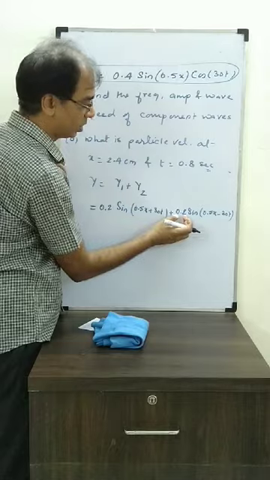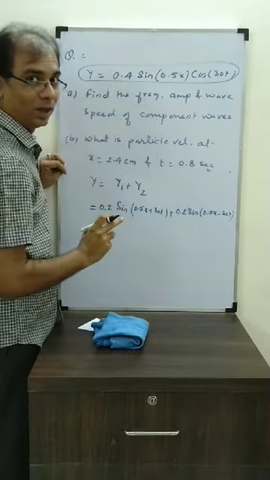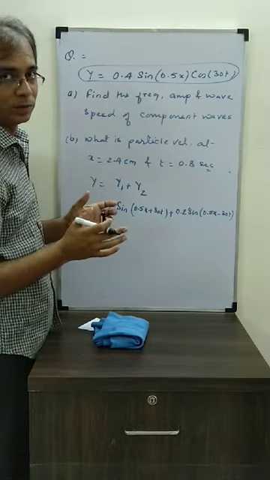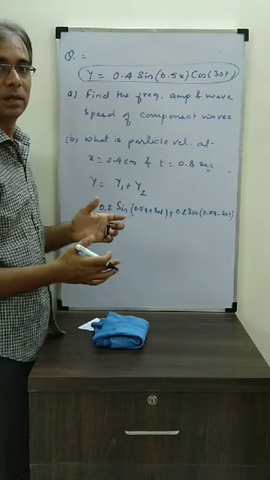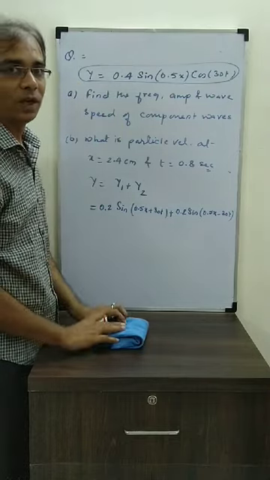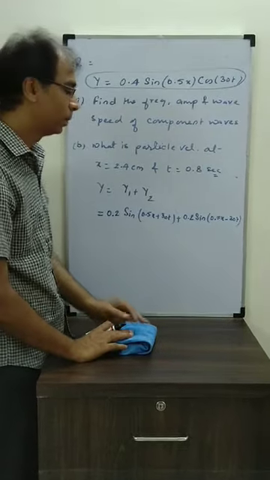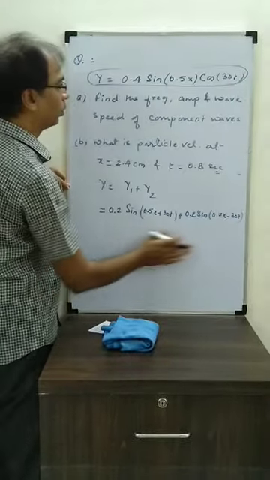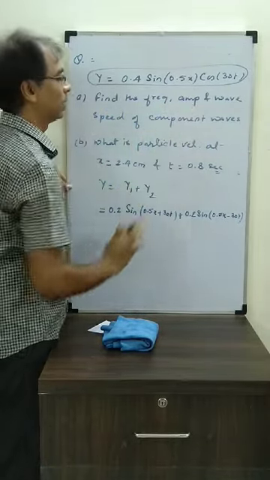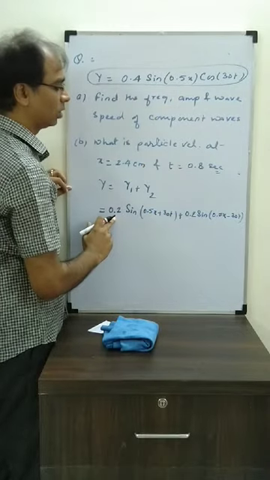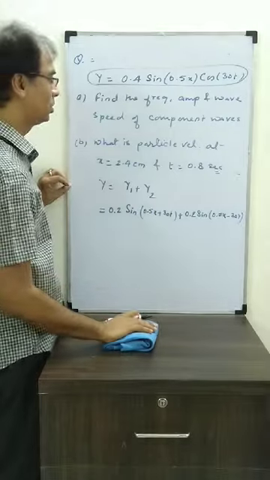A sine of kx plus omega t plus A sine of kx minus omega t. What is A over here? 0.2. This is 2A. Remember that in a standing wave, whenever two waves with the same amplitude A interfere, when they are in the same phase their amplitude becomes A1 plus A2, that is 2A. So these are the component waves. Now the question is asking to find the frequency, amplitude and wave speed. The amplitude you can see is 0.2 here, and here also 0.2. So both have the same amplitude 0.2.